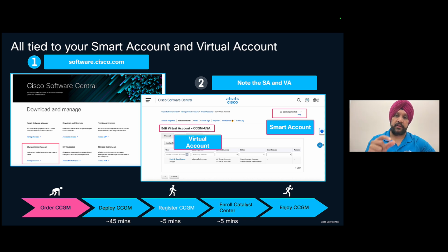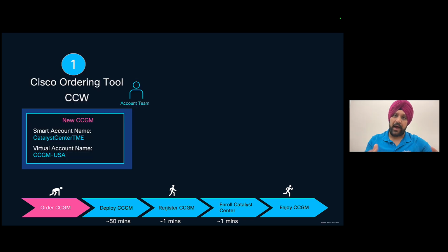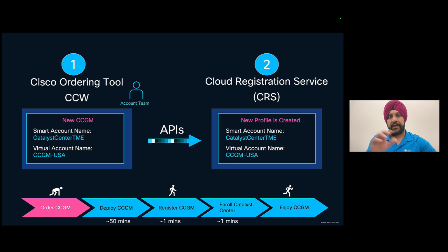On the left-hand side, in the virtual accounts, you can choose any of the virtual accounts you want to use for your registration of CCGM. In my case, I'm using CCGM-USA. Why we need to do this is because we have automated the registration of CCGM and also the enrolling of Catalyst Center. So the first time you do the ordering using your smart account and virtual account, it's going to automate the creation of a profile for you on our Cloud Registration Service CRS portal.